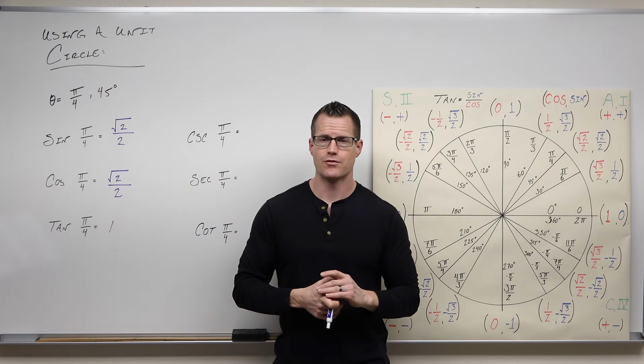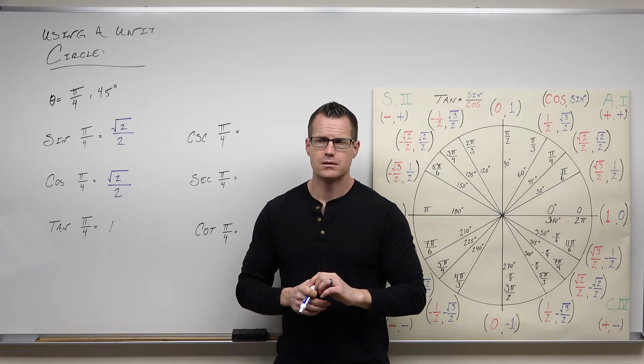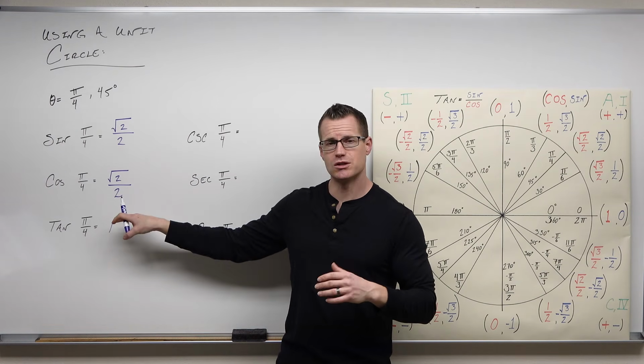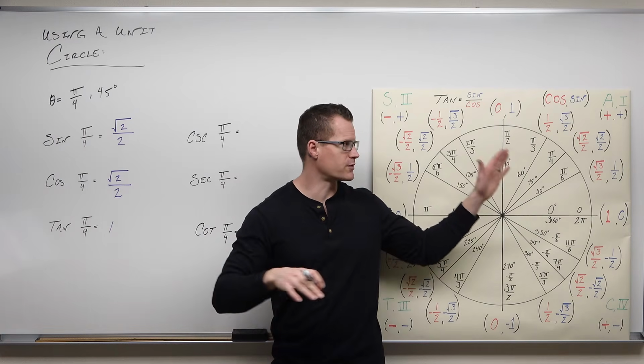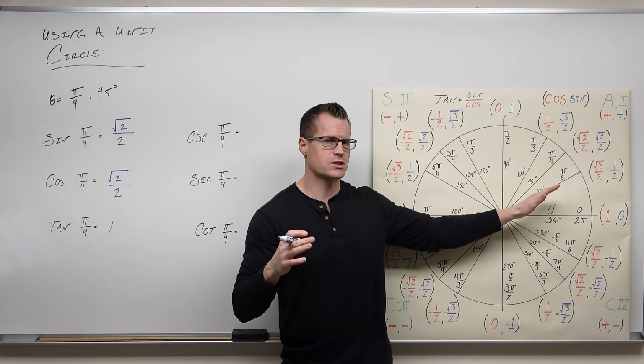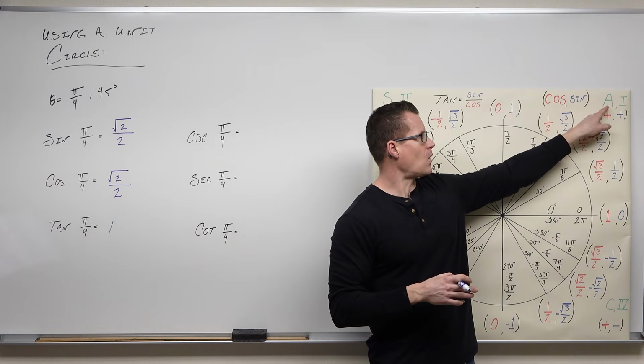So tangent of pi over 4 is 1. Let's move on. Once we've found sine, cosine, and tangent of the given angle, whether 45 degrees or pi over 4, in this case quadrant 1, we're going to move on to the reciprocals. But I do want to show you something. Notice how all of them are positive.